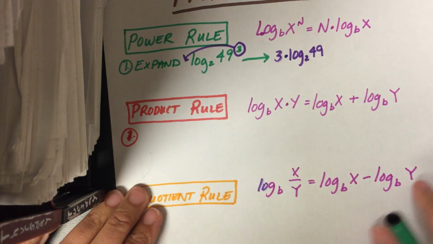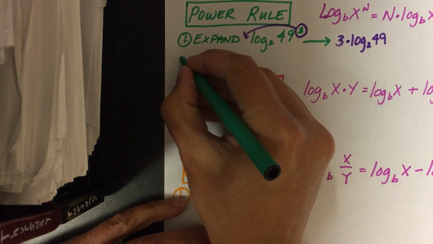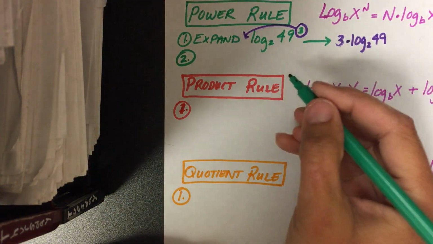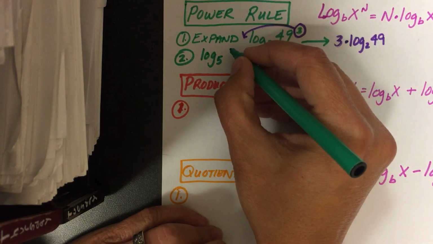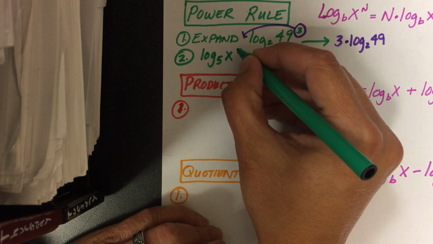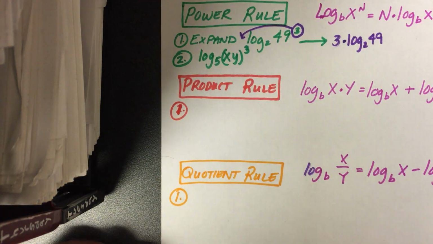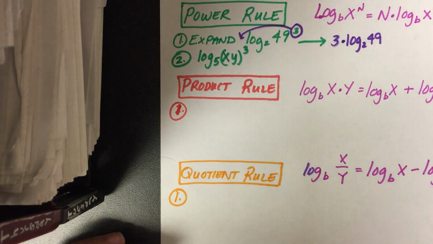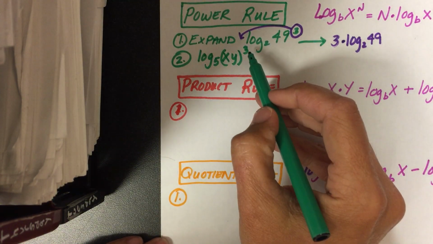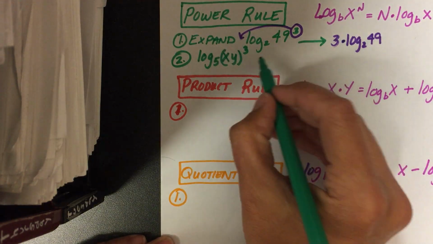But we do have some other examples that aren't quite so nice and neat. So let's look at a second one. We're going to expand again, okay? But let's look at an example where I have something like log base 5 of (xy) cubed. This does tend to confuse some people because they see the x and the y together and wonder, what am I supposed to do with that? Well, again, the rule states that as long as the exponent is tied to the entire thing, which it is here, we can move the exponent in front.